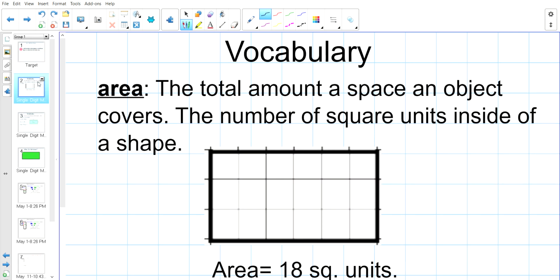Our first vocabulary word is area. Area is the total amount of space an object covers. It's the number of square units inside of a shape. You can see that this rectangle covers a certain amount of space. In fact, you can see all of the square units inside of the rectangle. If you were to count all of the square units inside of the rectangle, you would see that the rectangle covers 18 squares. That means that the total area of this rectangle is 18 square units.